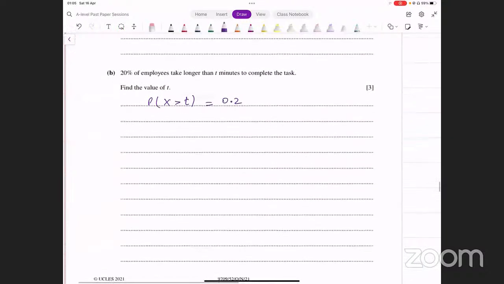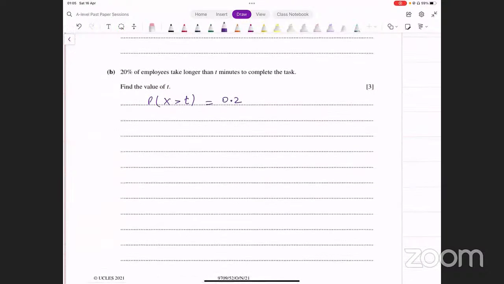20% of employees take longer than t minutes to complete the task. This is inverse normal. You have to find the value of t. So probability of x greater than t is given to be 0.2. How do you start with this? You say probability of z greater than something is equal to 0.2.